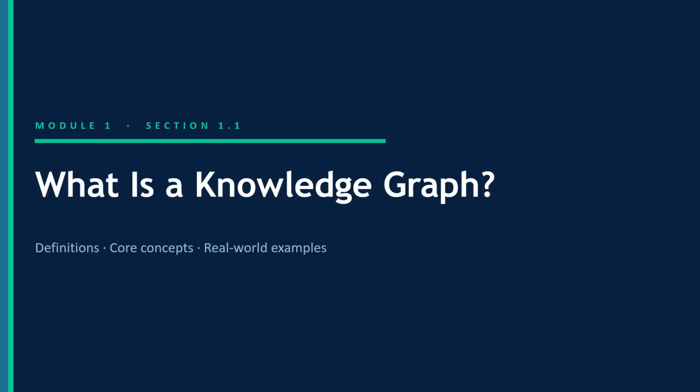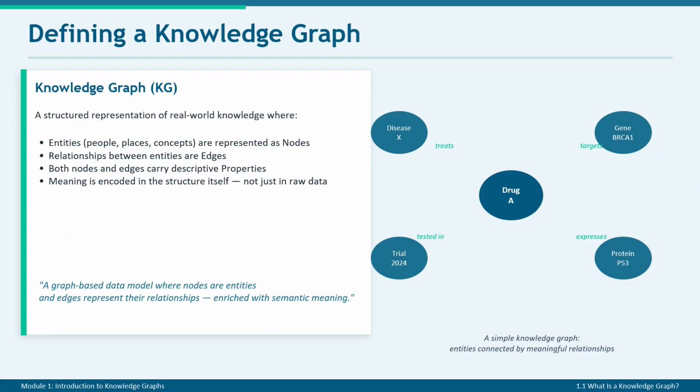Let us begin. Section 1.1. What is a knowledge graph? Before we can do anything practical, we need a shared, precise understanding of what we are talking about. The term knowledge graph gets thrown around a lot, sometimes loosely, so let us nail down exactly what it means. A knowledge graph is a structured representation of real-world knowledge. It models the world as a network of entities and the relationships between them. Concretely, it has 3 core ingredients.